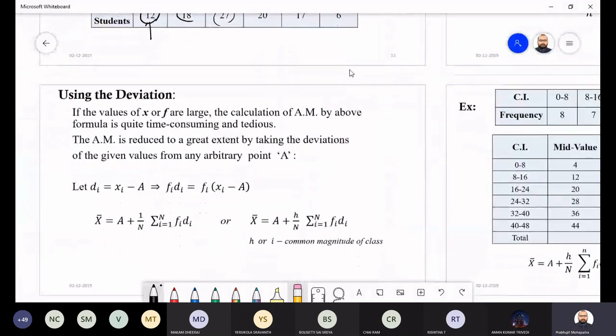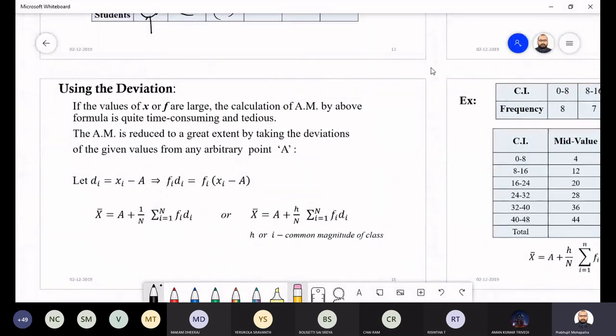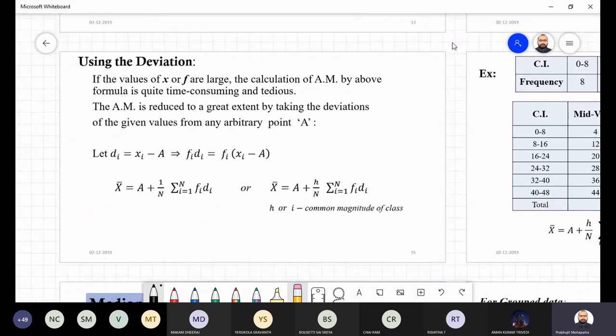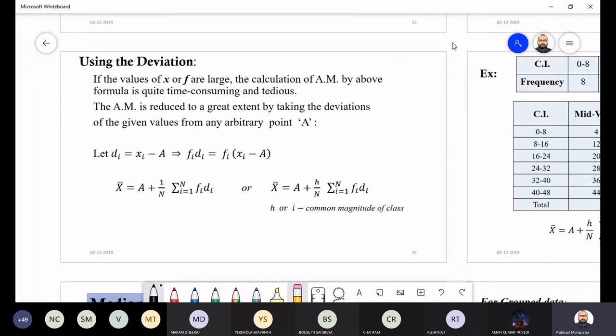Now, using the deviation. Another technique is that using the deviation, we can find the mean in all types of problems. So why are we using the deviation?